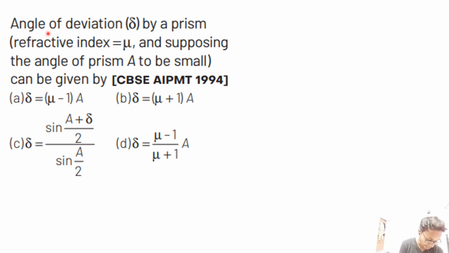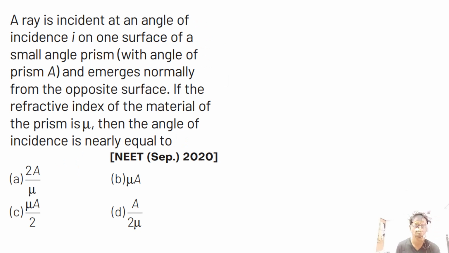Achha. The angle of deviation by a prism, for angle of prism A to be small, we have directly derived this. Deviation D is nothing but (mu minus 1) into A. For small prism angle, angle of deviation is equal to (refractive index minus 1) into prism angle. So let's read the question. A ray is incident at an angle of incidence I on one surface of a prism of small angle and emerges normally from the opposite surface.